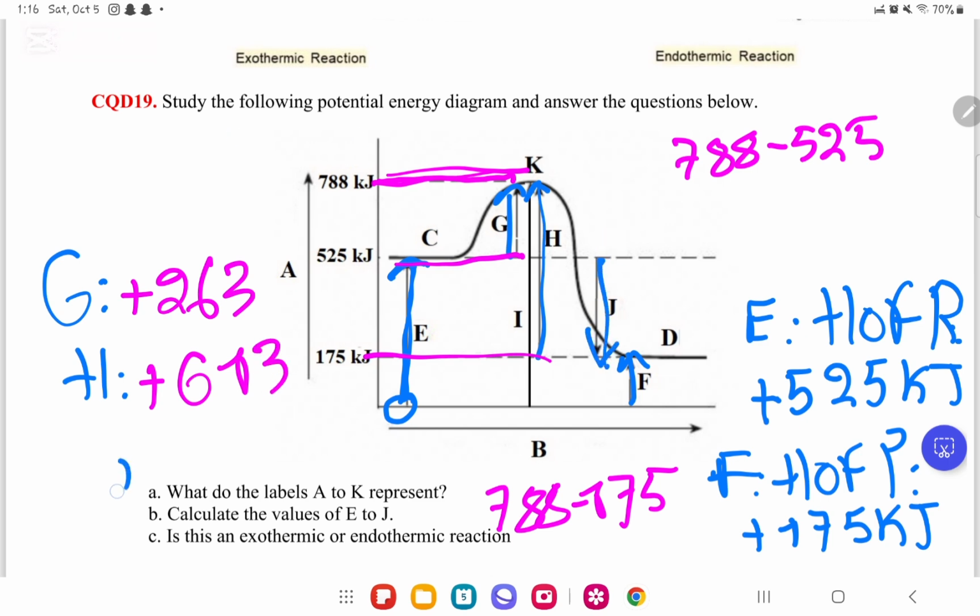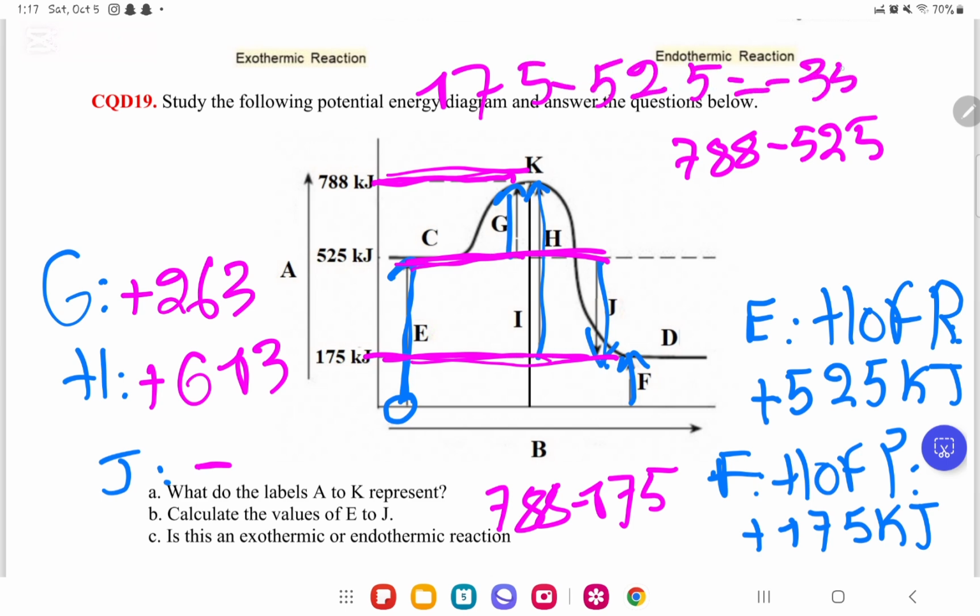J is going in the downward sense, so it is negative. We take from where it started, which is 175, and it ends at 525. So it's going to be 175 minus 525, so we will get negative 350. So that's how we know it is negative. Another way of knowing it's negative is because it goes downward. So our answer is negative 350.